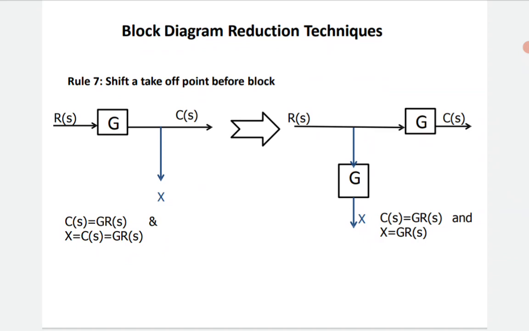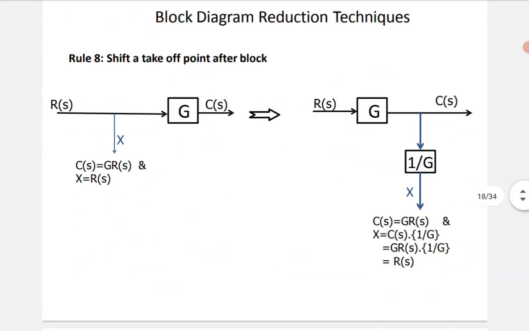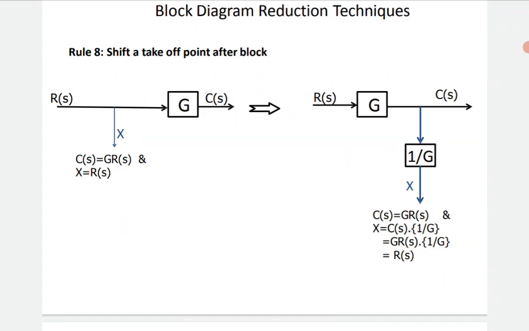See, when I am shifting the takeoff point ahead of the block, or before the block, there I need to introduce another block G. That's why we can generate C of S is equal to G into R of S and X is equal to G into R of S. Okay.